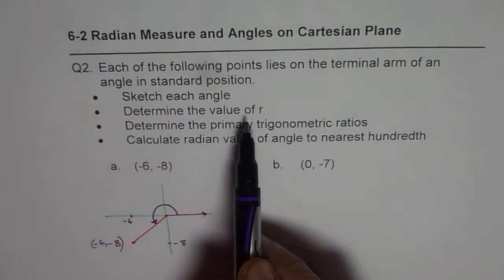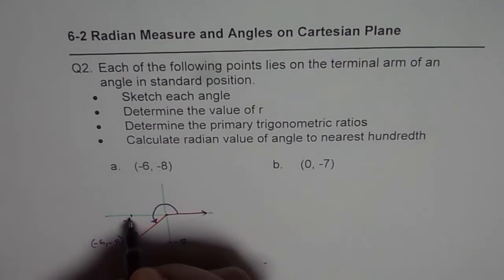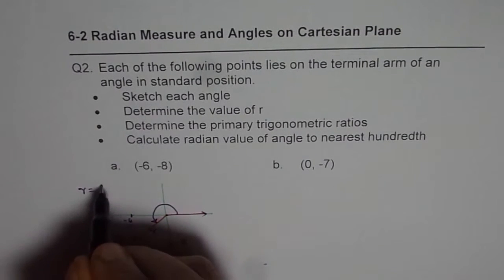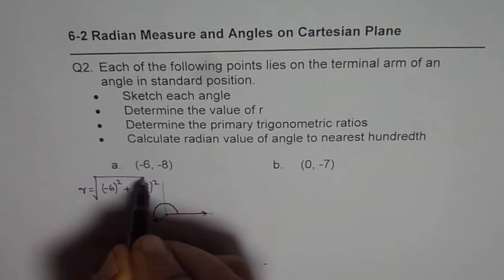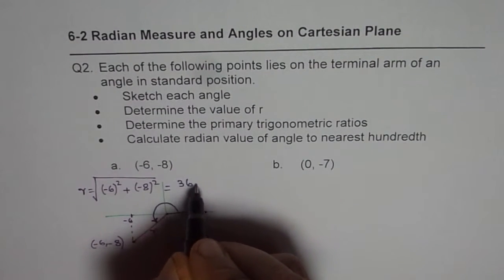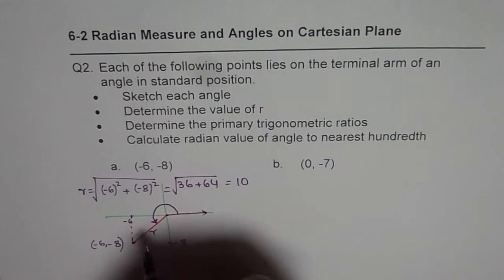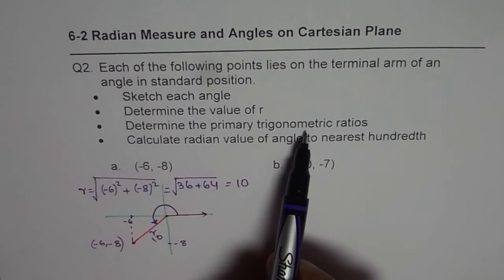Determine the value of r. So r is this length of the arm, which you can find using the Pythagorean theorem. If I drop a perpendicular here, I know this length is 8 and this length is 6. As far as lengths are concerned, we have to take positive. So r, the length of the arm, is the square root of (-6) squared plus (-8) squared, which is the square root of 36 plus 64, which equals 10, and therefore r is equal to 10 for us.